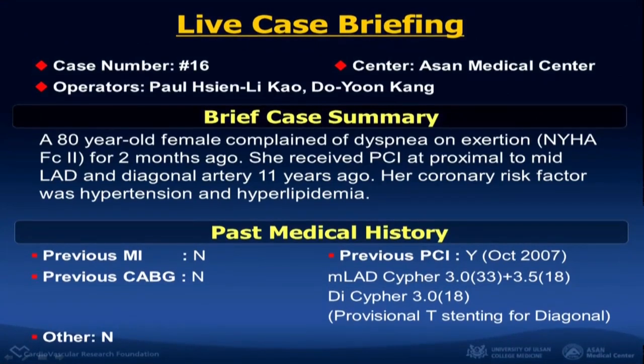She is an 80-year-old female complaining of dyspnea on exertion for 2 months. She had received PCI at proximal to mid-LAD and diagonal artery 11 years ago with Cypher stents. She received mid-LAD stenting with 3.0 and 3.5 Cypher stents, and because of diagonal jailing, she received provisional T stenting with a 3.0 Cypher. After 11 years, dyspnea on exertion developed.